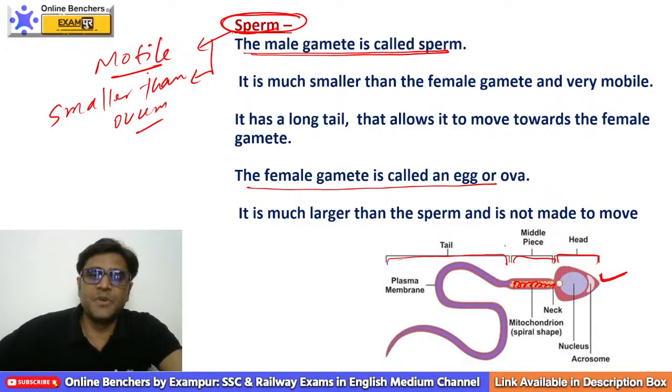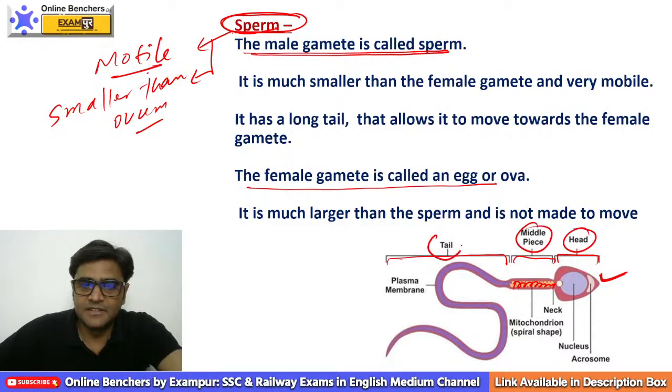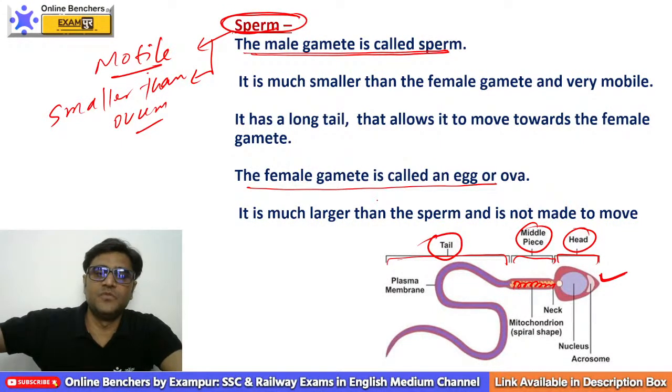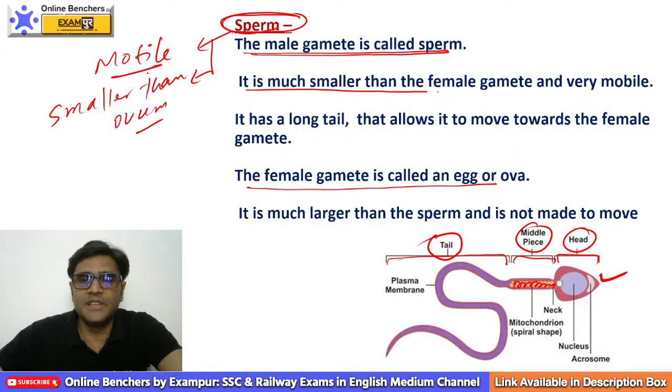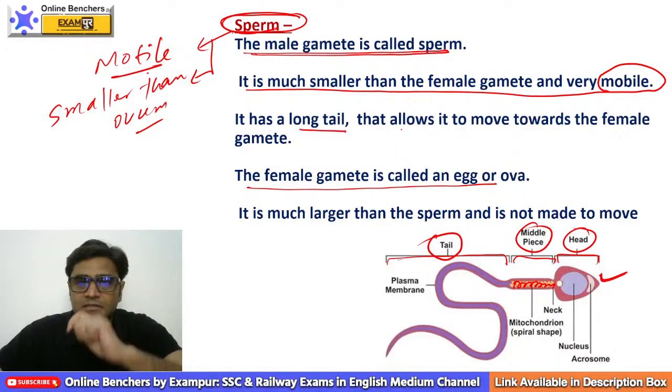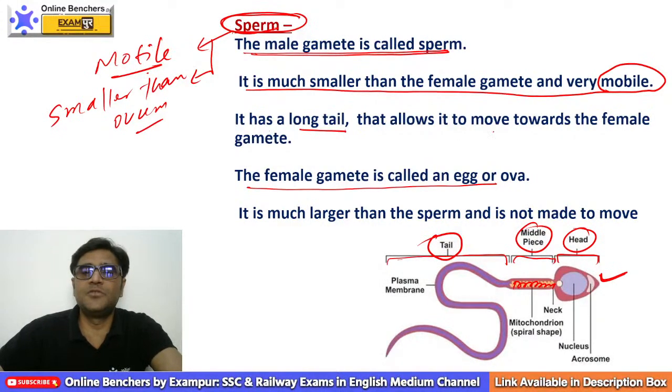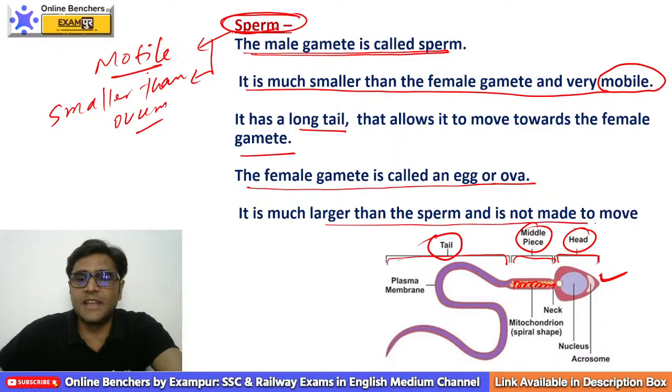So sperm is divided into three parts: head, middle piece, and tail. With the help of the tail, they can move. Male gametes are known as sperm, and they are much smaller than the female gamete, and they can move. It has a long tail that allows it to move towards the female gamete. The female gamete is called egg or ovum, and it is much larger than the sperm, and it cannot move.